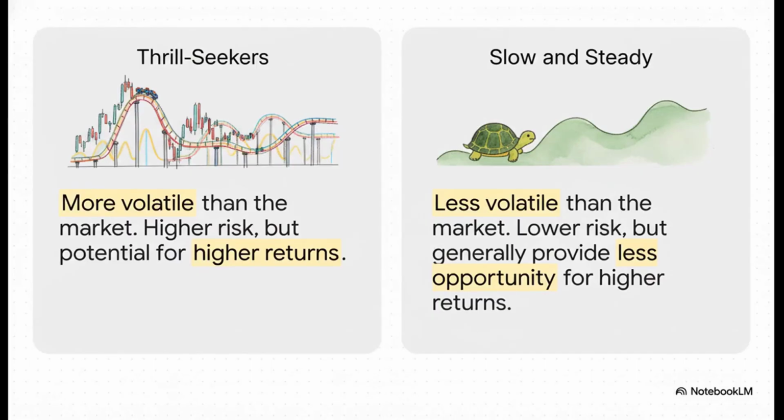First, you've got your thrill seekers. These are your high beta stocks. Think of fast-growing tech companies where big news can cause huge price swings. They're more volatile, which means more risk, but they also have the potential for much higher returns. And then you have the slow and steady crew. These are low beta stocks, often in super stable industries like utilities. I mean, we all need electricity and toothpaste, right? So these companies tend to be less volatile, which means lower risk, but usually more modest returns.